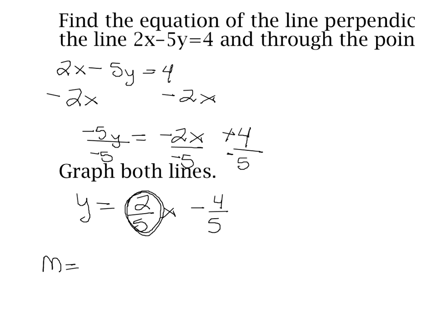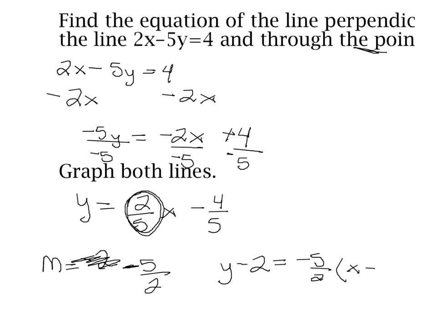So this is my slope for the line that I'm given. So the slope of the perpendicular line, I take the reciprocal and multiply by a negative. Okay, now I'm going to go through this point 2, 2. So I'm going to use point-slope form. So y minus 2 equals minus 5/2 times (x minus 2).